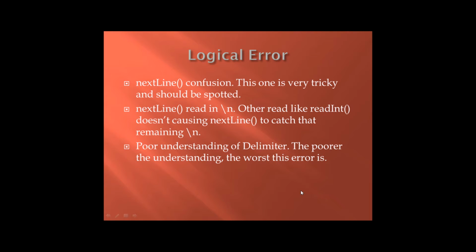Now, nextLine confusion. As I discussed, it's very tricky. You want to make sure they are spotted. nextLine deals with the \n. So you make a mistake like this: I type in a number. Now I put a nextInt and a nextLine. So I'm going to ask myself to put in a number and then a string. But what you don't know is that if you put in an int and you read that int, it doesn't read the \n. It just reads the number, but doesn't read the last \n. And then when the nextLine comes in, if you expect to read a string, it actually reads that \n, and that's it. It's done.